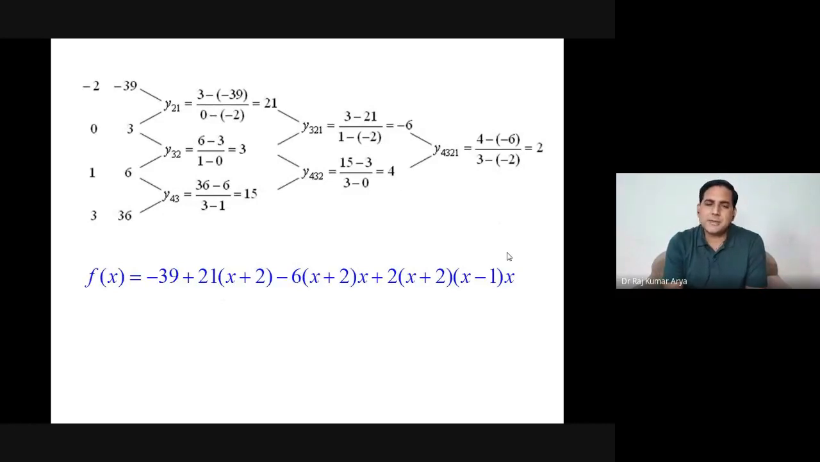You have another example here where you are calculating the difference table again for these data points. Here the data is x equal to minus 2, 0, 1, 3, and these are your function values or y. Now you are calculating differences. Here, this minus that divided by 0 minus minus 2. So this is 21. You will get this one also. These are your differences.